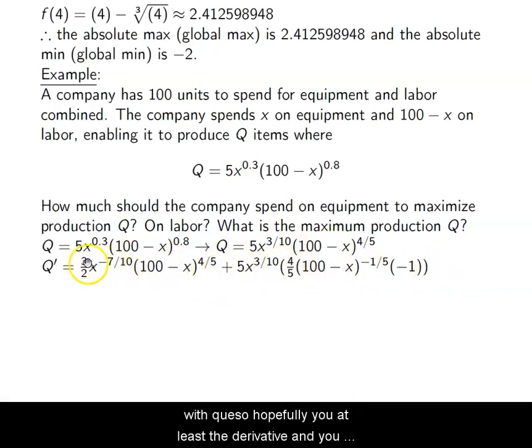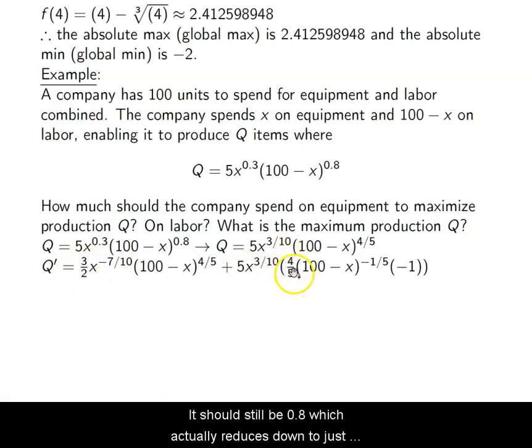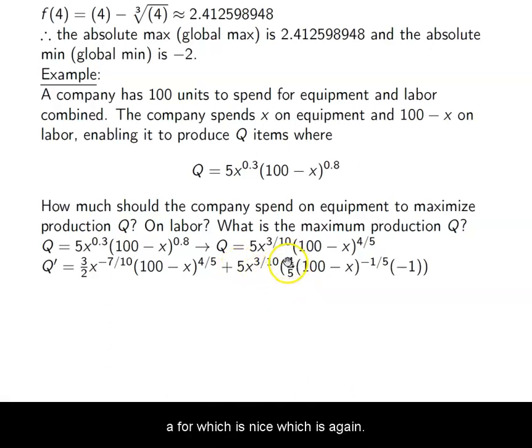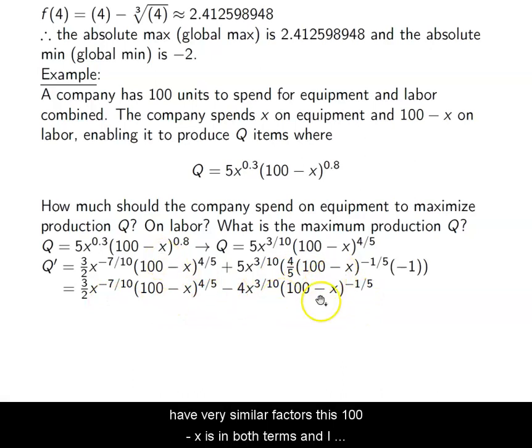Okay, so hopefully you at least did the derivative and you have the same value here. Maybe it's a little bit different because you kept the decimal values. So for instance, instead of 3/2, it should reduce to 1.5, right? This should still be a 5. This should still be 0.8, which actually reduces down to just a 4, which is nice, which is again why I like to use fractions. Apply this negative here. Start to simplify. You can see we have very similar factors.